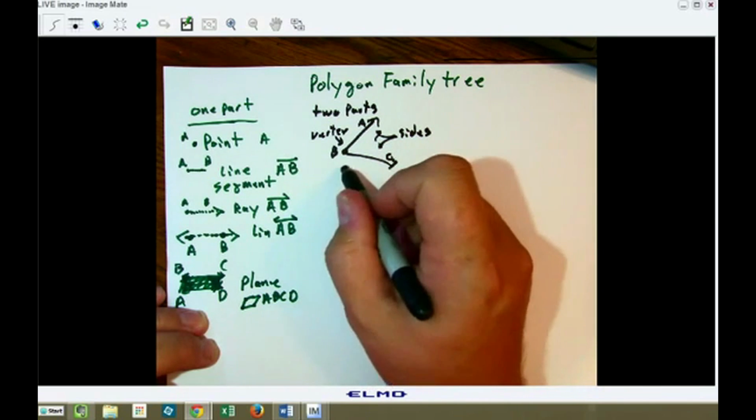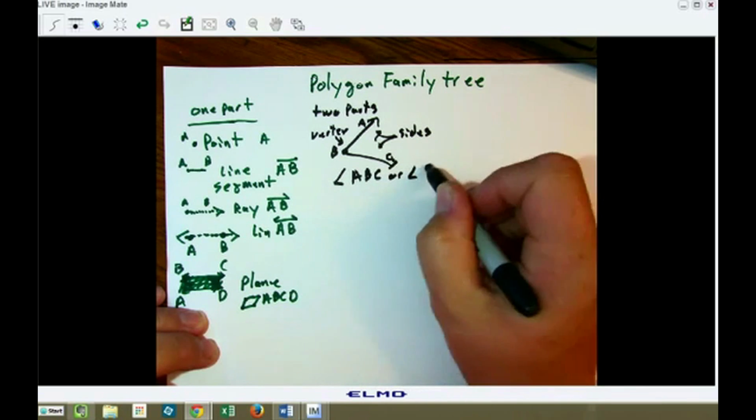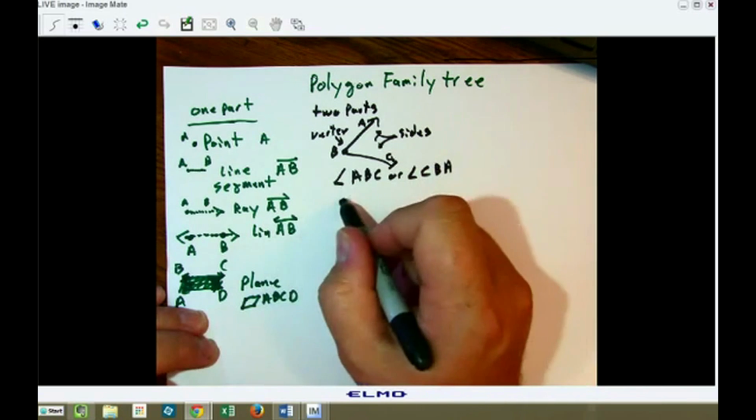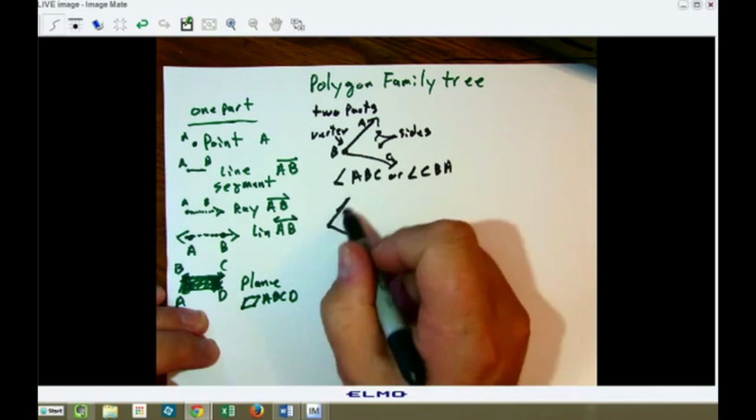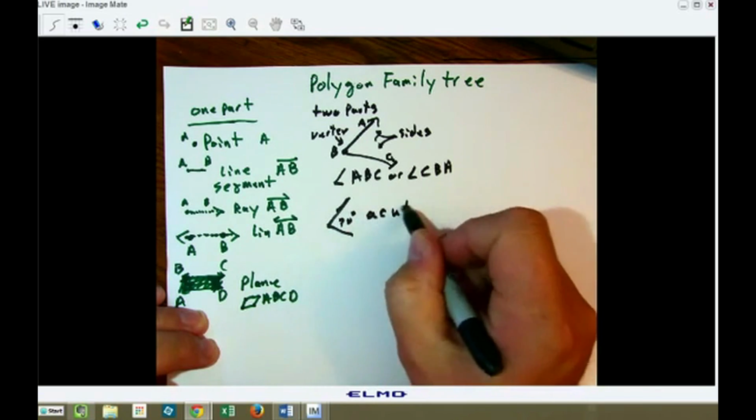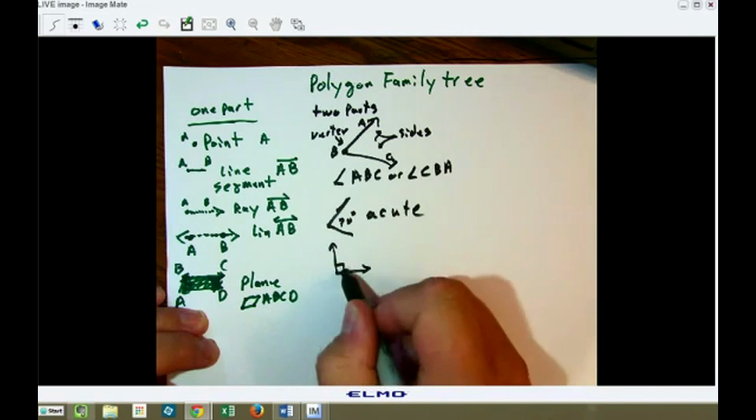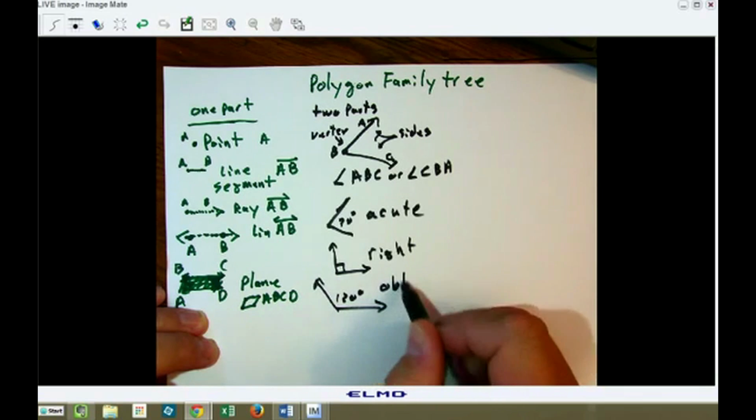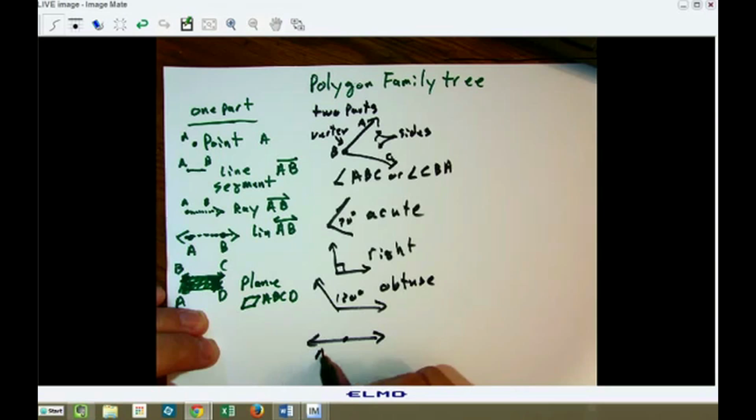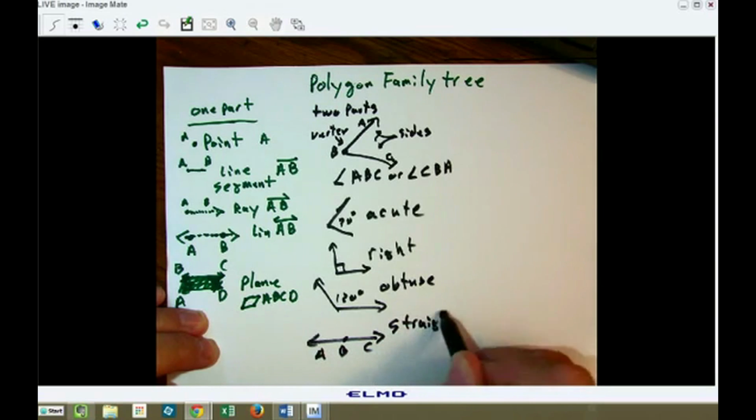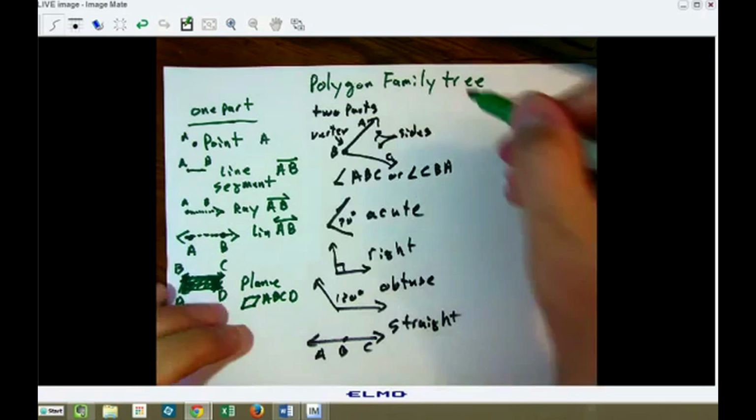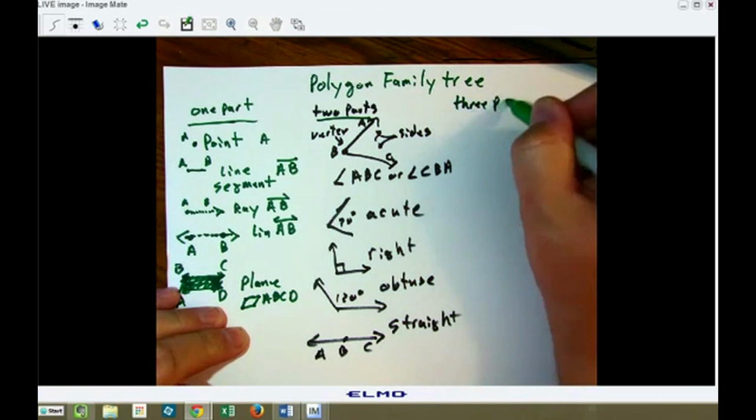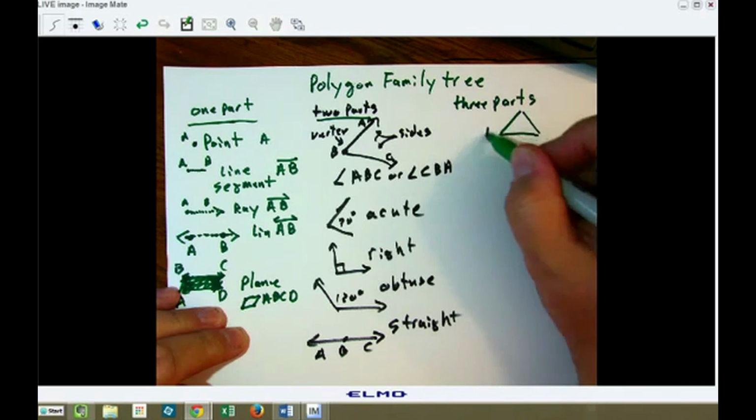So by adding two rays together at a vertex, they form sides. Those sides with a vertex form an angle. That angle, in this case, is ABC or CBA. That angle can be acute if it's less than 90 degrees, right if it equals 90 degrees, 120 degrees would give us obtuse, and finally, a straight angle would be 180 degrees. That's using two parts rather than one part.